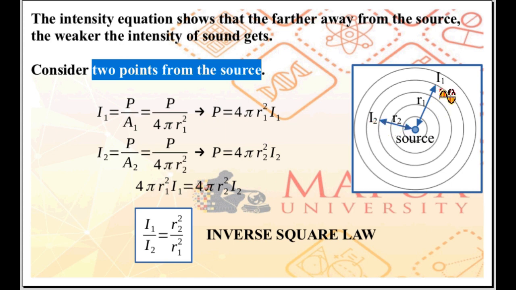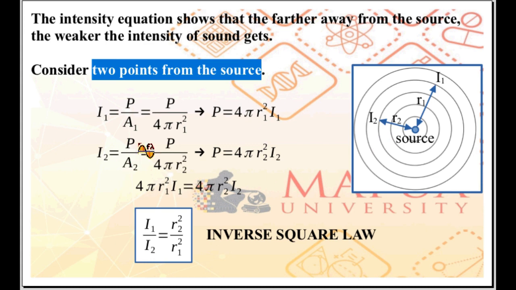First, let's take a look at intensity I1. I1 is equal to P over A1. Surface area for a sphere of radius R1 is given by 4 pi R1 squared. So I1 is equal to P over 4 pi R1 squared. Isolating P, we have P is equal to 4 pi R1 squared I1. Doing the same thing for point 2 for intensity I2.